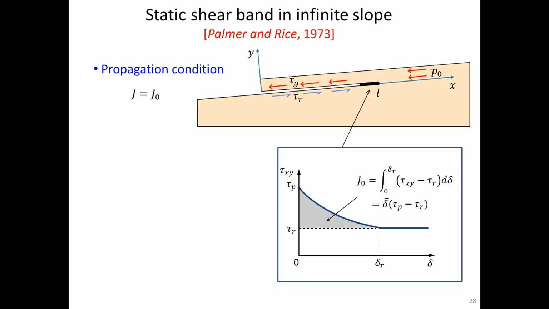If the energy surplus is smaller than the fracture energy, the shear band is not going to propagate, and it stays stable. From this fracture propagation condition, we can calculate the critical length. If the shear band length is smaller than the critical length, it is going to be safe, even though we have a certain shear band. But if the shear band length is larger than the critical length, this will go to catastrophic failure, and the slope is not going to be safe anymore.